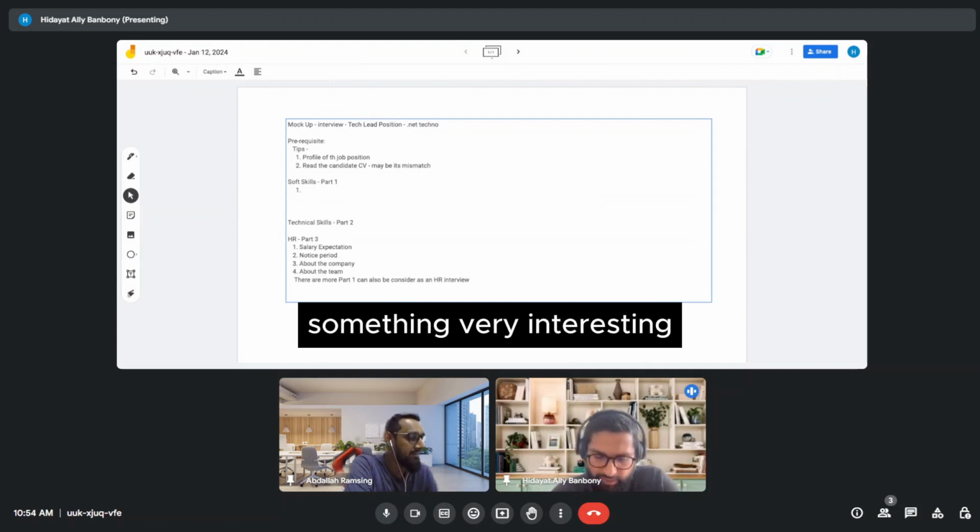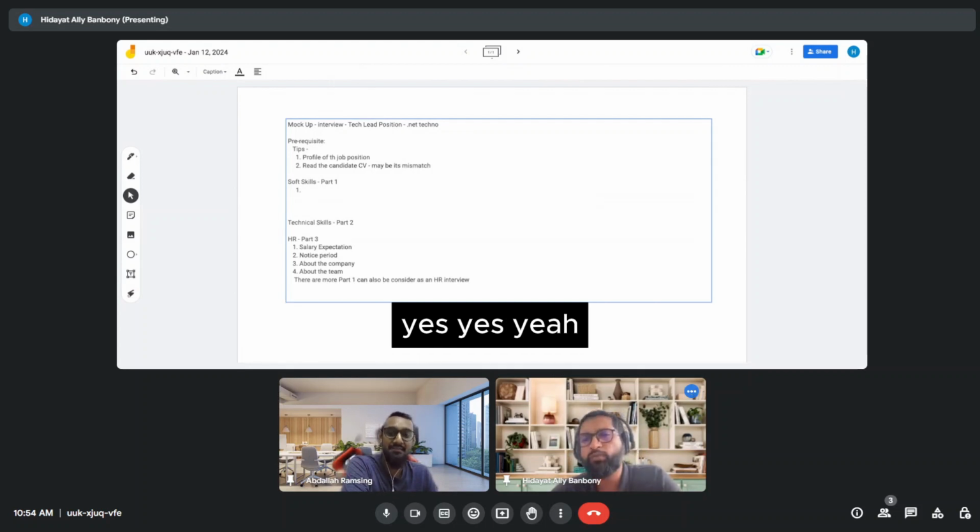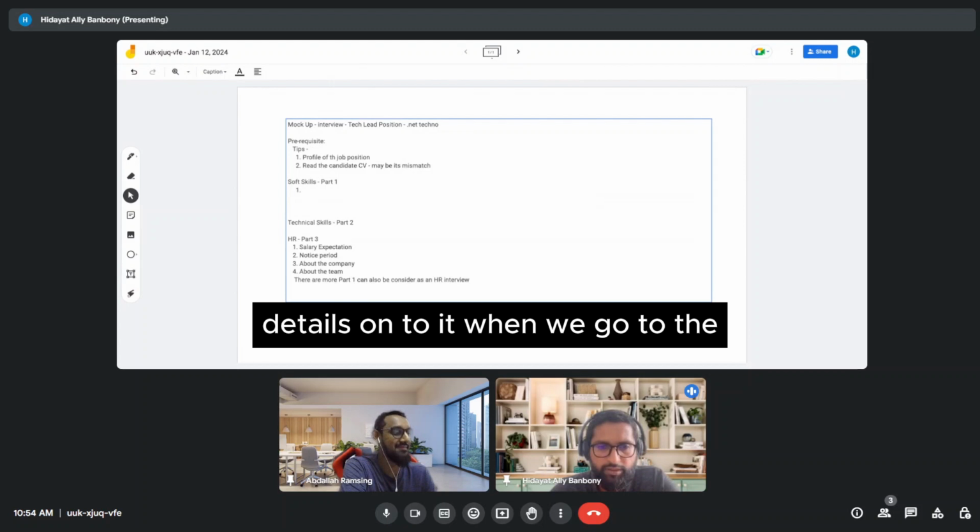Also, you mentioned something very interesting. Talk about automation. Have you been involved in SpecFlow? Yes, development, yes. Okay, definitely, cool. I work with such stuff. We can go through much more details onto it when we go to the technical part.